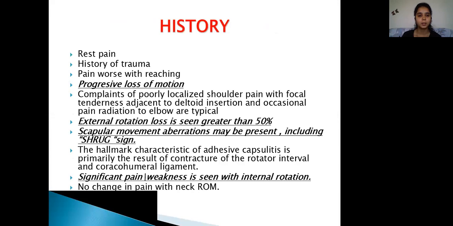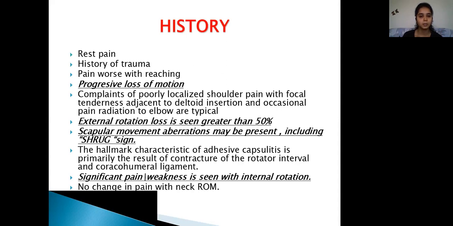Now, it will come with a history of rest pain, history of trauma, pain worse with reaching, and progressive loss of motion. Whenever you ask a patient to pinpoint the pain, he'll always show towards the deltoid insertion or adjacent to it. When you test external rotation, it will always be less as compared to the other side. Scapular movement aberrations may be present, which will include the shrug sign, very important.